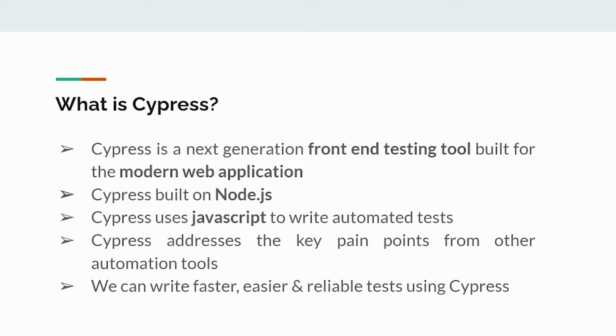What is Cypress? Cypress is a next generation front-end testing tool built for modern web applications. It is built on Node.js, so it uses JavaScript as the programming language to write the tests. But 90% of coding can be done by Cypress inbuilt commands, which are easy to understand. So even though we don't know JavaScript, we can still start working with Cypress by knowing basic commands which are inbuilt in Cypress. And also we can write faster, easier and reliable tests using Cypress.